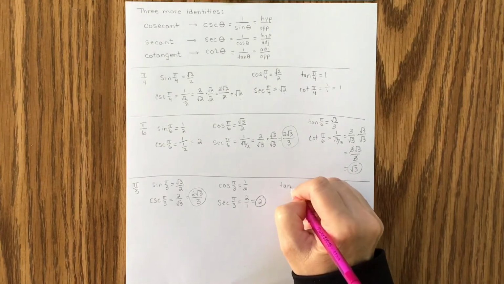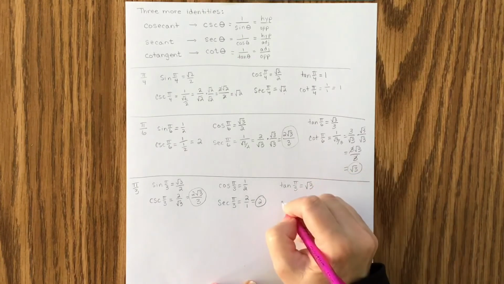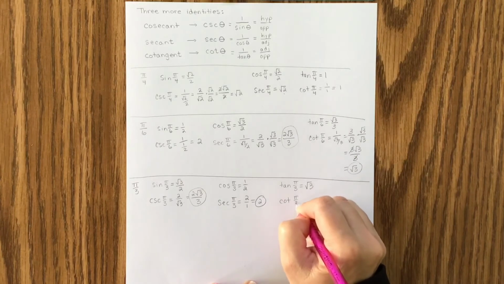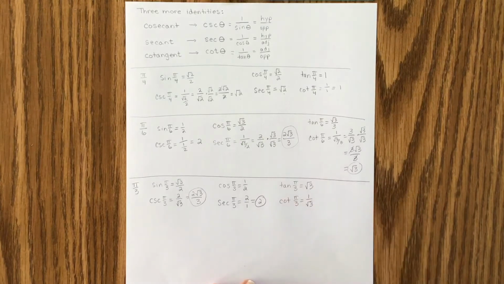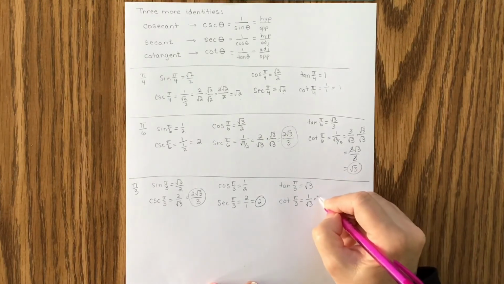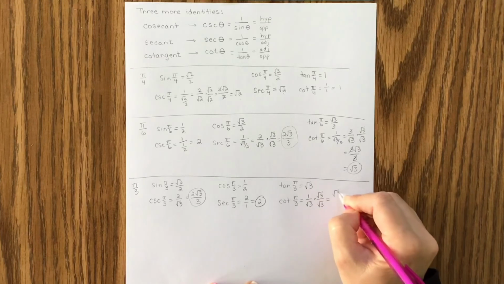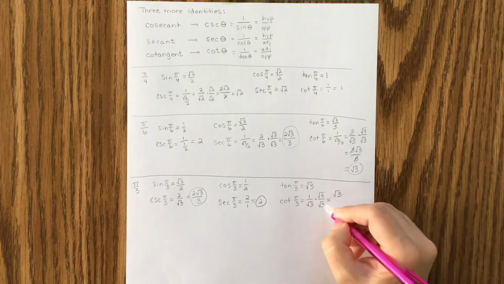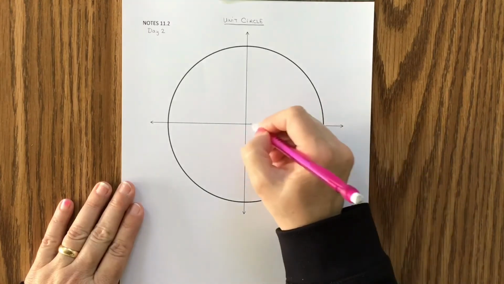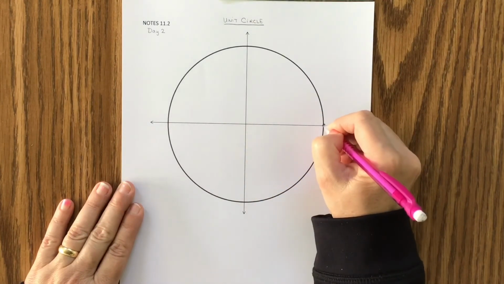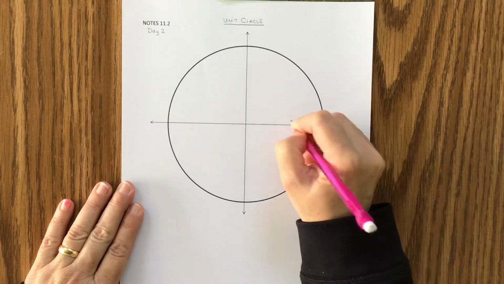The tangent of pi over 3 is root 3. The cotangent of pi over 3 is the reciprocal of that, or 1 over root 3. I'm going to rationalize that. So multiply top and bottom by root 3. 1 times root 3 on the top is root 3, and root 3 times root 3 on the bottom is just 3. Looking at angle 0, the ordered pair at 0 radians is 1, 0 on the unit circle.